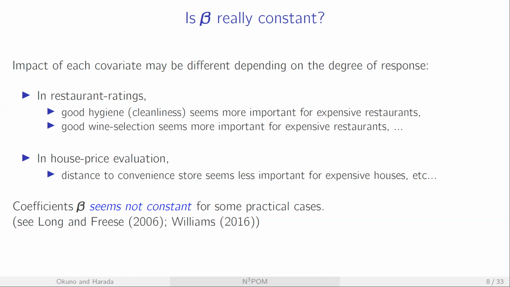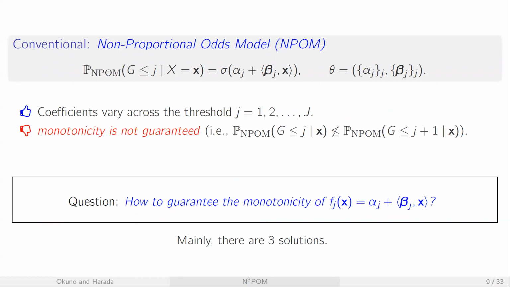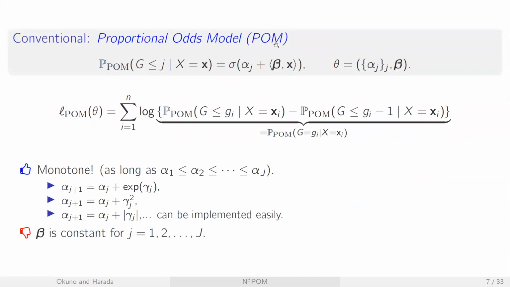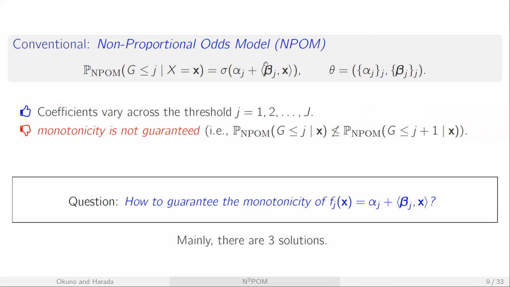And there are several related studies in the application fields, like Fries and Williams, or something like that. So to deal with non-constant coefficients, the non-proportional odds model has been proposed. In this model, the coefficient beta in the proportional odds model is simply replaced with the non-constant coefficient beta j. So the coefficient beta is constant in the POM, but in the NPOM, the coefficient is beta j here. It depends on the level j. So as you can see in this model, the coefficients vary across the threshold j. So the NPOM has a higher expressive power than the POM.